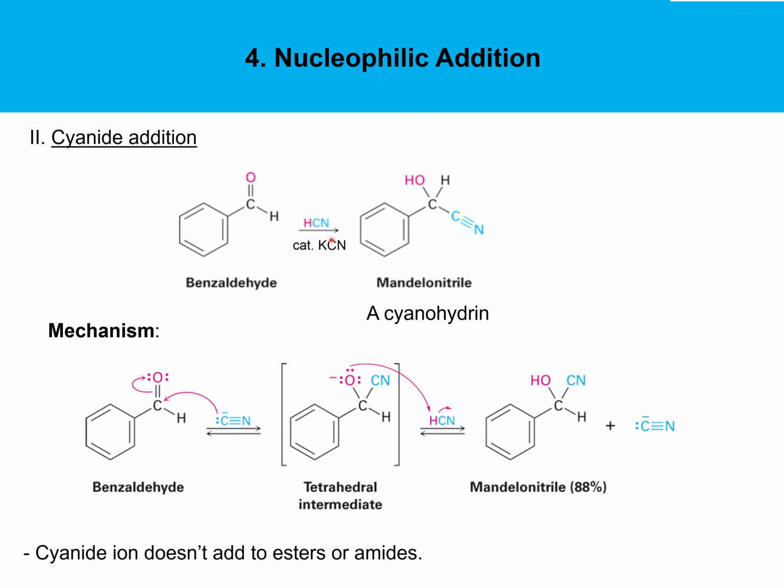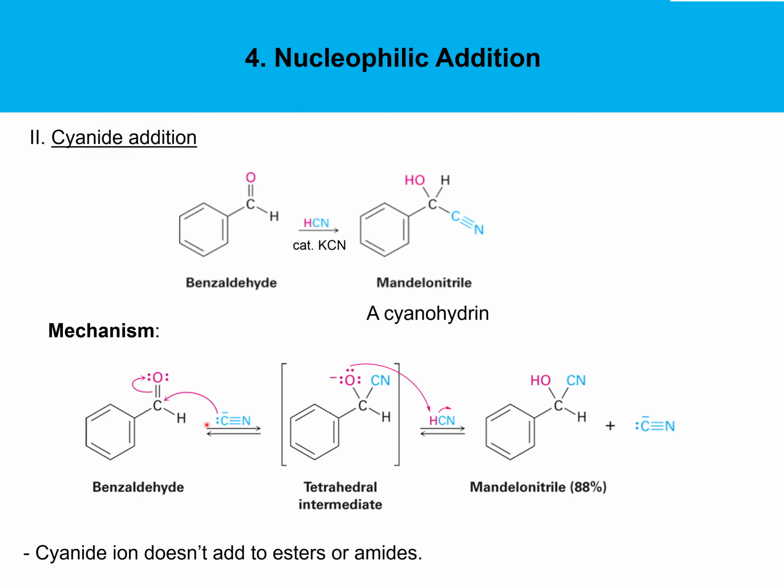We can add a cyanide nucleophile to aldehydes and ketones as shown in this reaction. Typically the reaction will involve a catalytic amount of potassium cyanide and a large amount of hydrogen cyanide gas. This is a pretty dangerous reaction, but it allows us to turn an aldehyde into a cyanohydrin, which is a functional group involving a carbon that has both a cyano group and a hydroxyl group.